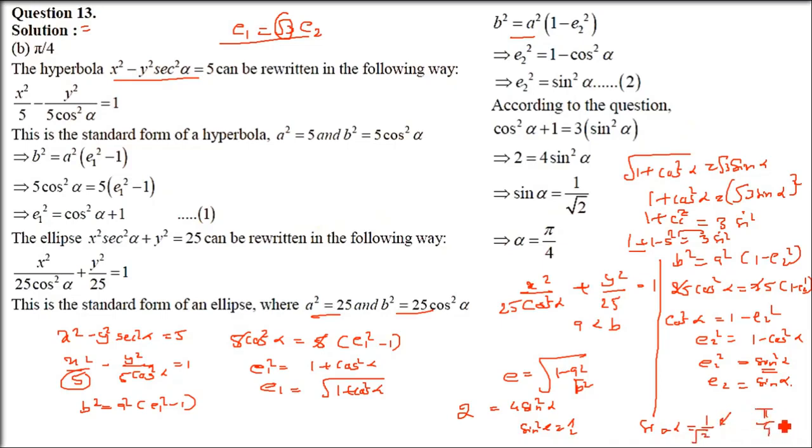So this is for pi by 4. This is sin 45 degree. Sin 45 degree is 1 by root 2.